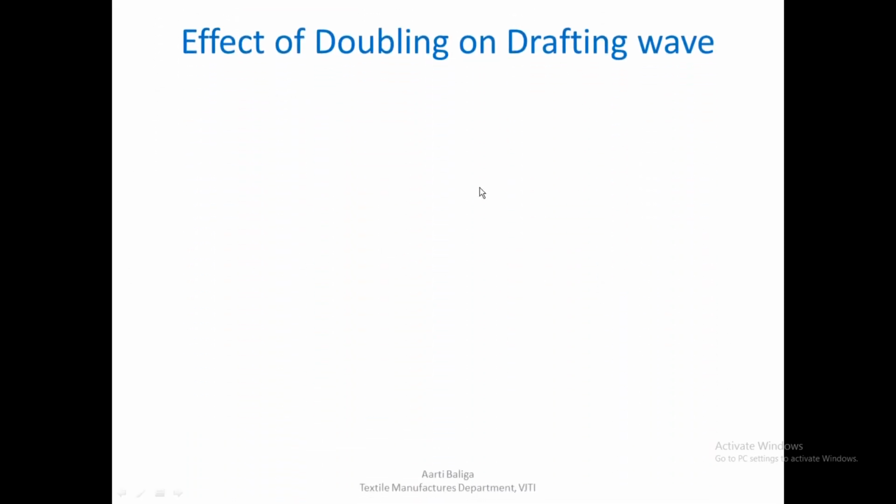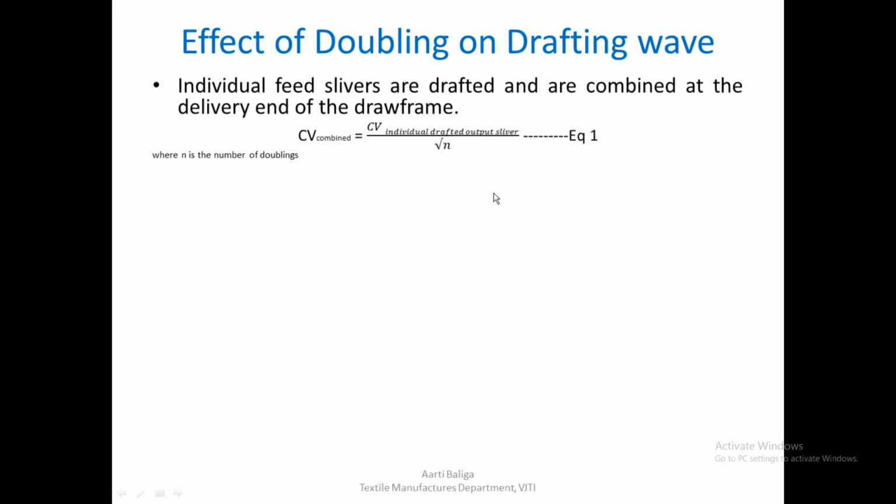So, effect of doubling on drafting wave. This we already know, but some mathematical formulas we shall see here. The individual feed slivers are drafted and are combined at the delivery end of the draw frame. The CV of the combined sliver will always be equal to the individual drafted output sliver CV divided by root n, where n is the number of doublings. So if you increase the number of doublings, of course the combined CV is going to reduce.